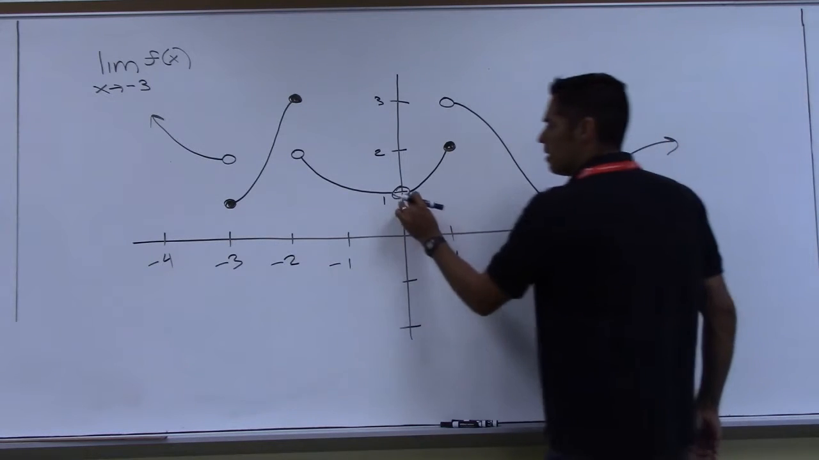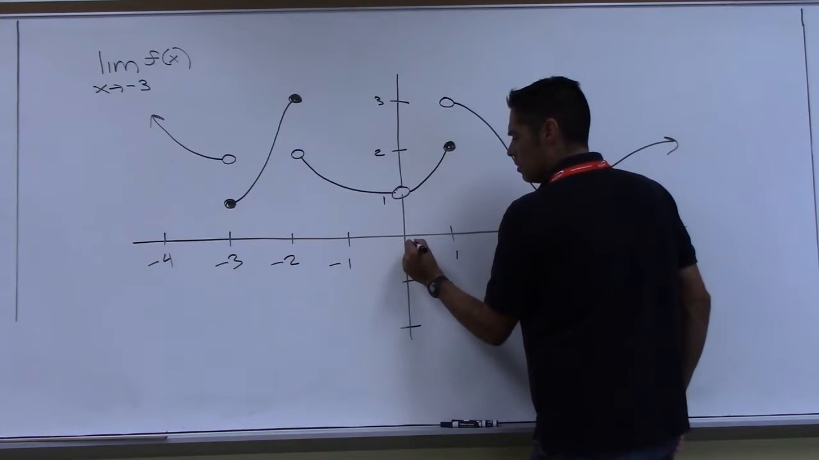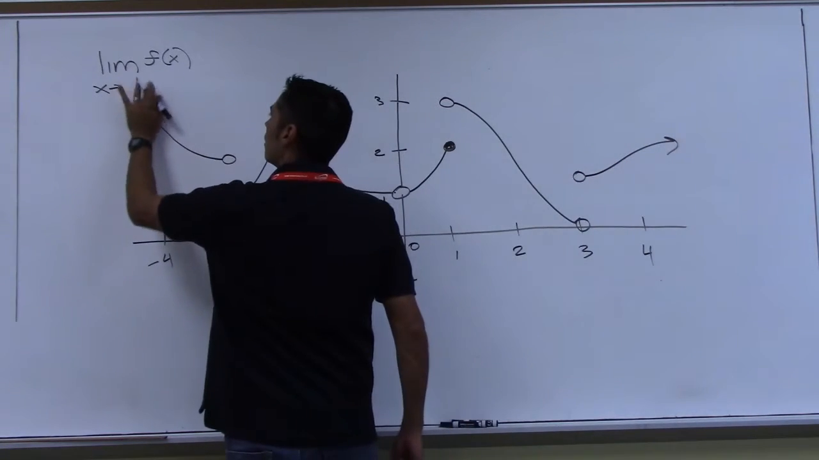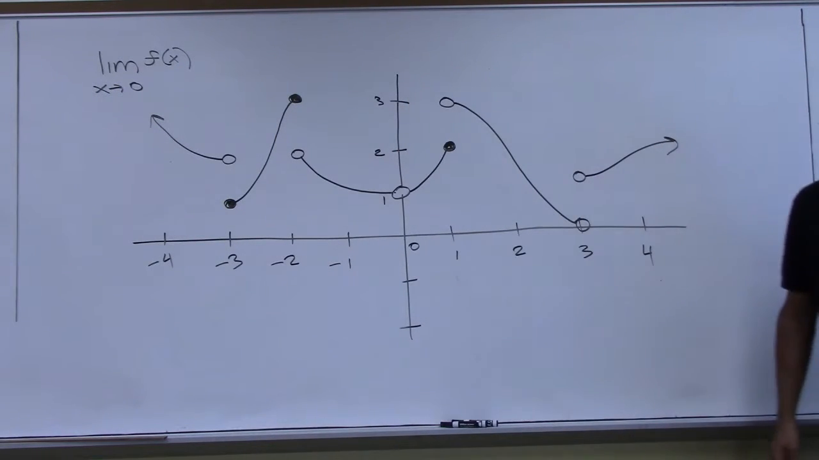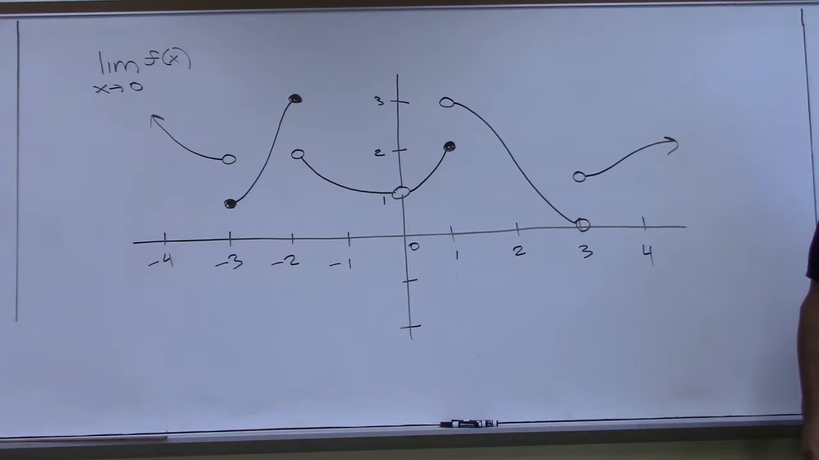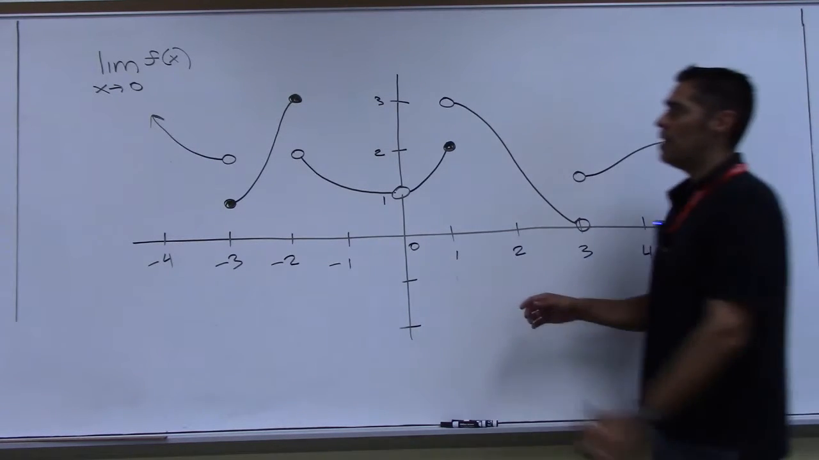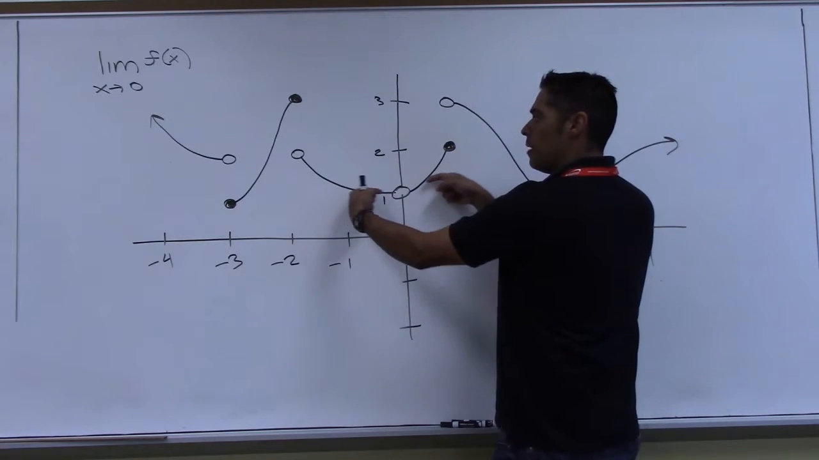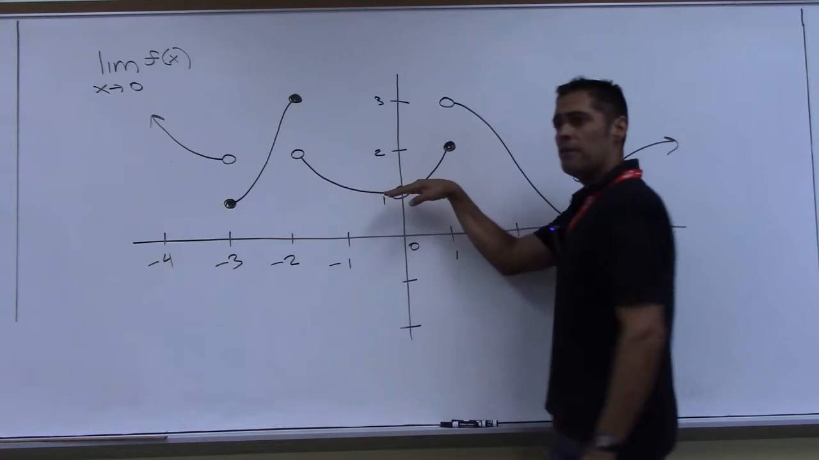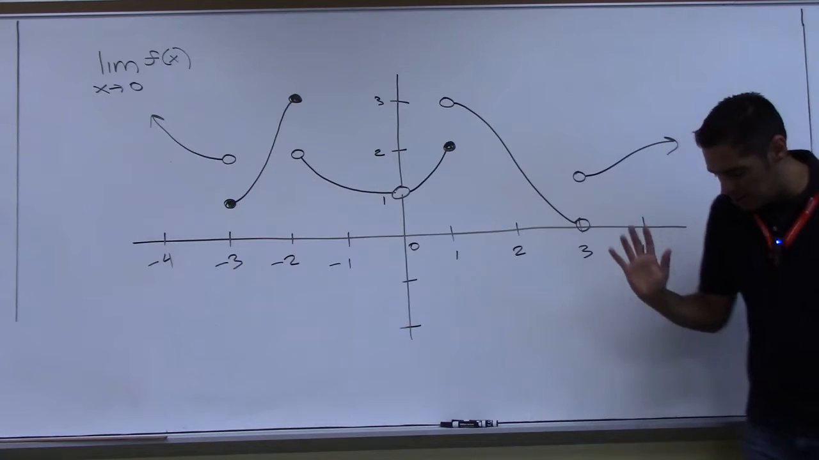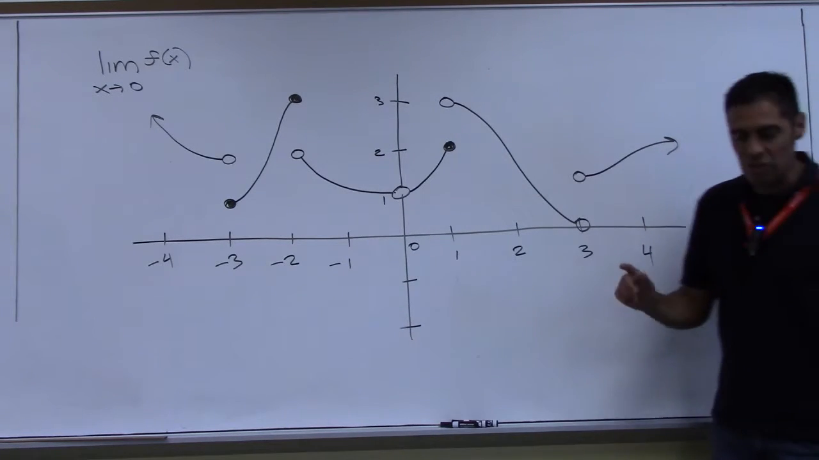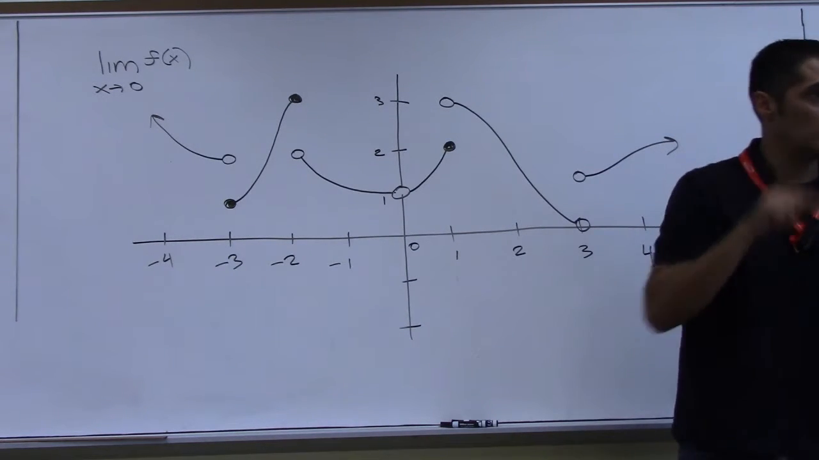All right, so what about this? Let me go to 0. Change it to 0 here. Would that limit exist? Yes? It would be what? 1. Because as you approach 0 on the function from both sides, it's approaching a value of 1. So the limit, remember, never dealt at all with actually what was happening at the value, right?